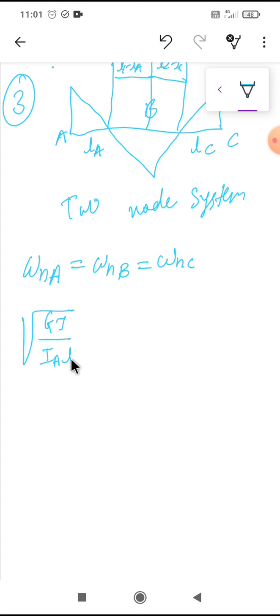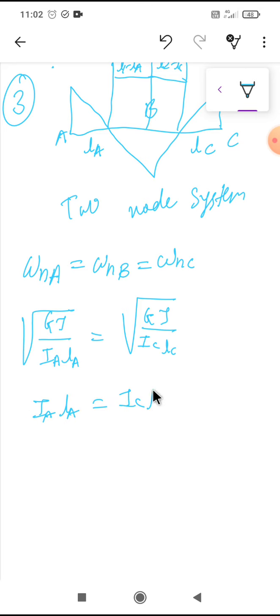As the diameter is the same, J will not change, and the modulus of rigidity will also not change. So what will change? The moment of inertia and the length. So it will be equal to the square root of GJ by IC LC, where IC is the moment of inertia of rotor C and LC is its length. By comparing these two equations, we get IA LA is equal to IC LC. This is the comparison of the first and last equation.